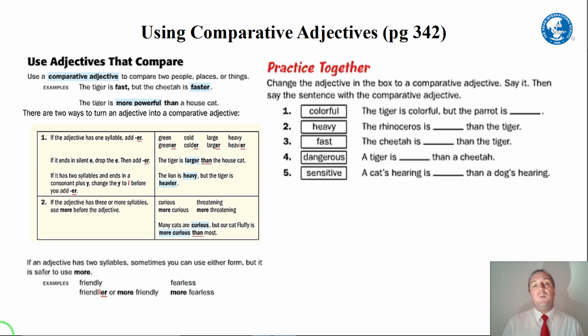Okay, so now it's time to practice. Take the adjective that's in the box here and change it to complete the sentence, to make it a comparative adjective. So pause the video for 2 minutes and complete these 5 sentences.